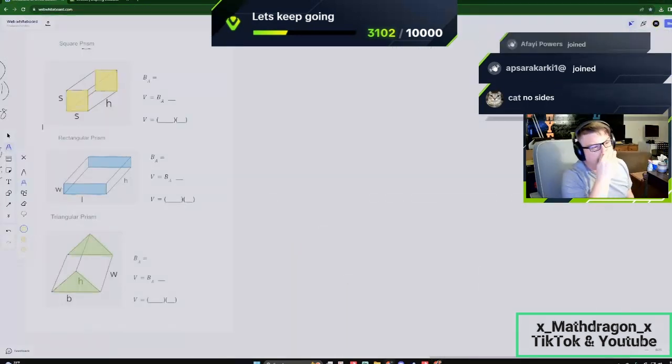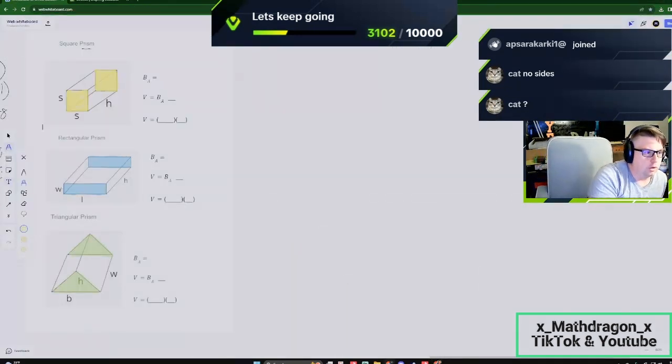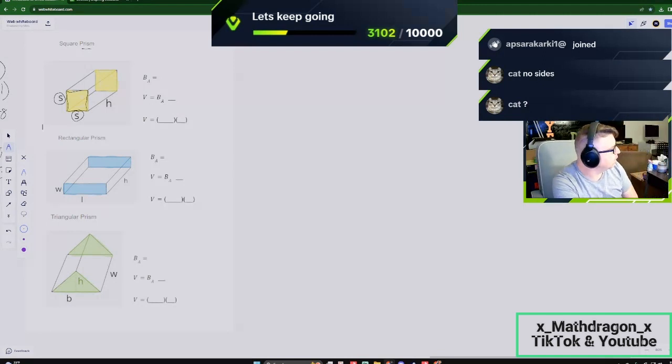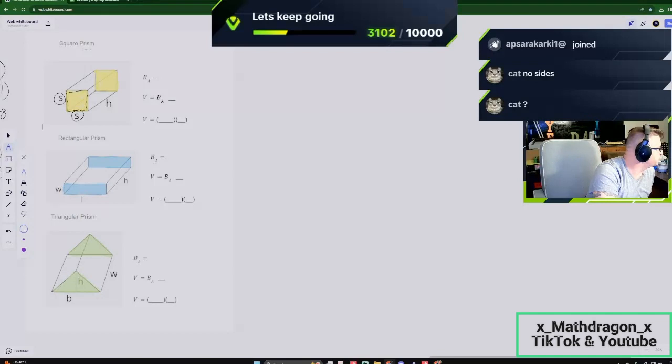All right, so on this, we have a square prism. So what you need to understand is that this right here is a square. And the reason I know it's a square is because this and this are the same letter, which means they're the same length. So no sides. No sides, question mark? What do you mean, no sides? So we have a square here. All right. So I'm going to say my base shape is going to be a square.